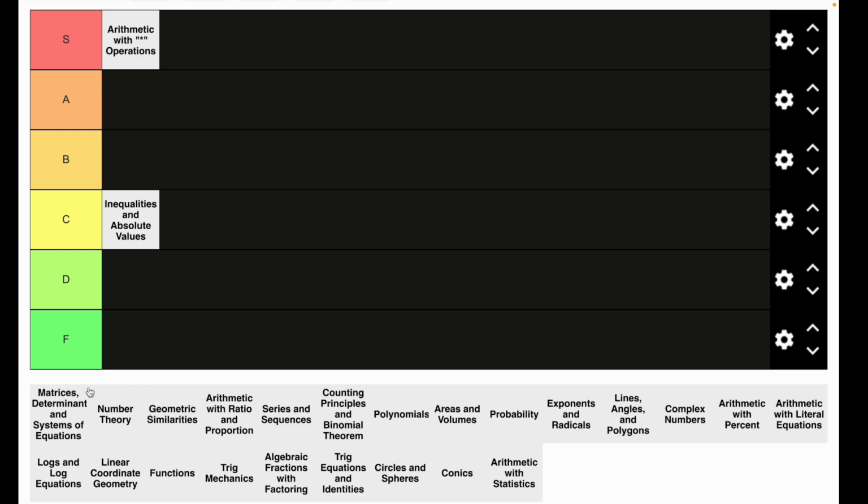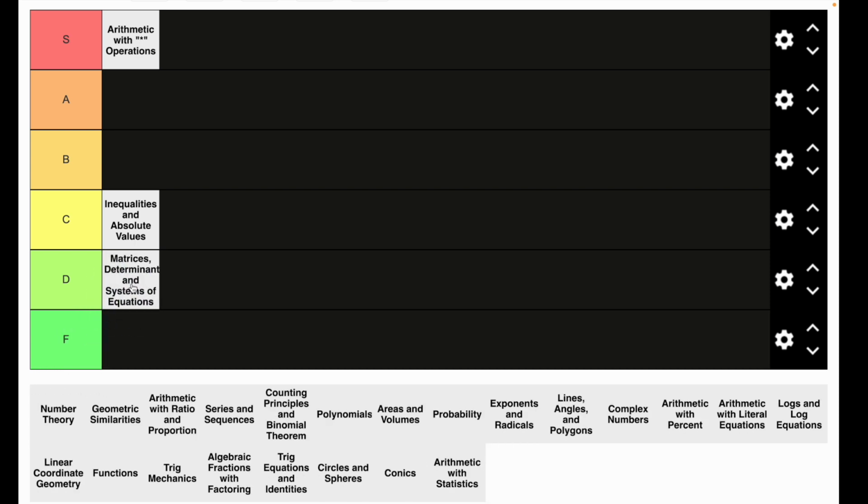Next, matrices, determinants, and systems of equations. That's going in D tier. Systems of equations aren't too bad. A lot of people get them in Algebra 1, and if not Algebra 1, Algebra 2. And I've even seen middle schoolers, a lot of middle school classes go into systems of equations. And if it was just systems of equations, I'd have this much higher, maybe A or B tier. But you're throwing matrices and determinants in there.